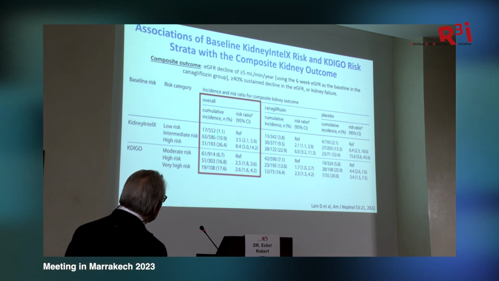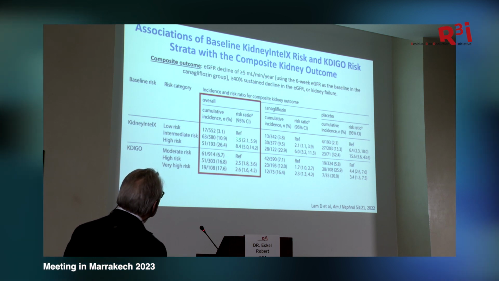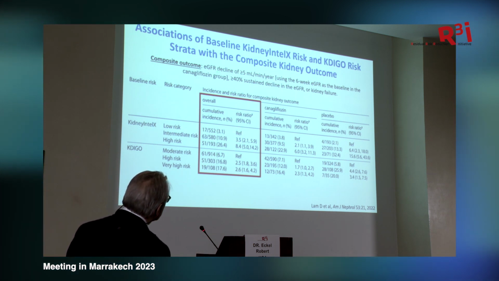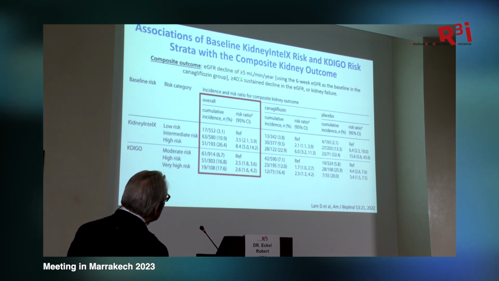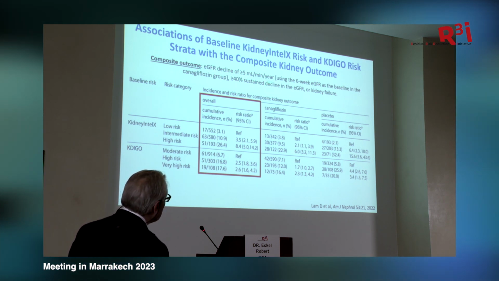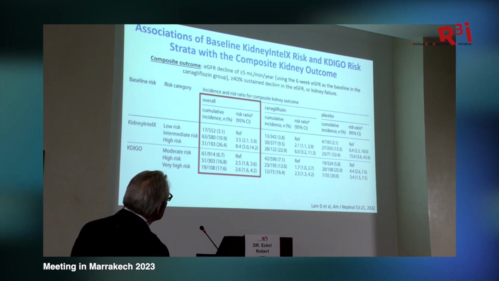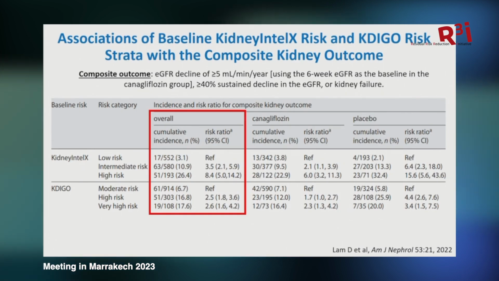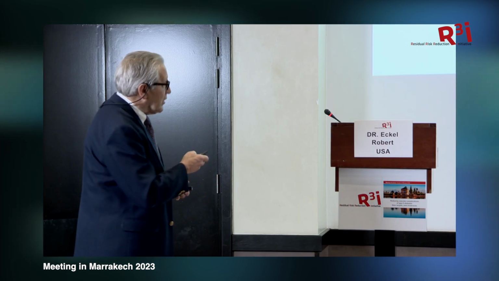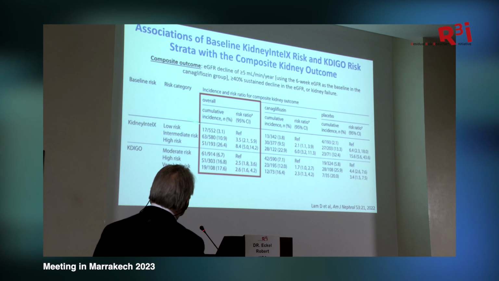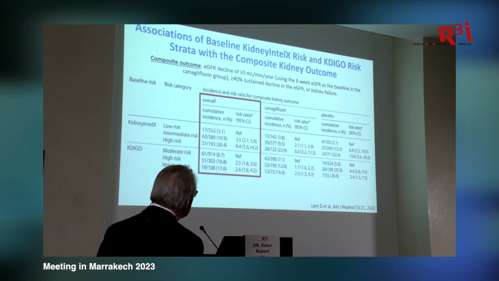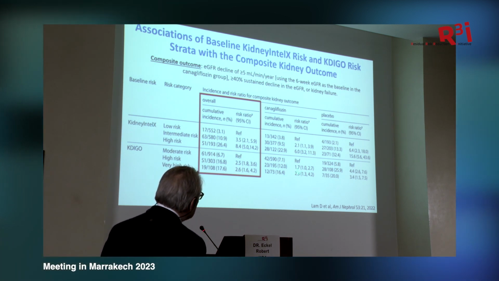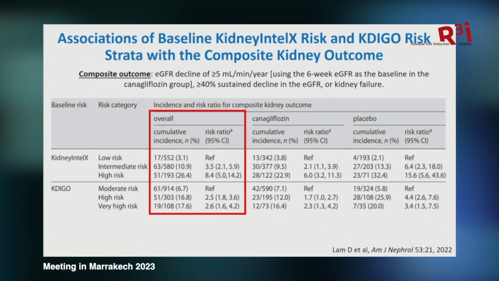these are the risk ratios for progression of outcome, and here's the composite outcome: an eGFR decline of greater than 5 mL per minute per year. That's a pretty rapid decrease, and that was using the 6-week eGFR as the baseline. Or a greater than 40% sustained decline in eGFR, or ultimate dialysis or transplantation. So that's a reasonably good outcome. But here we're seeing KidneyIntelX outperforming in terms of predicting, and that's true of the canagliflozin group and the placebo group.